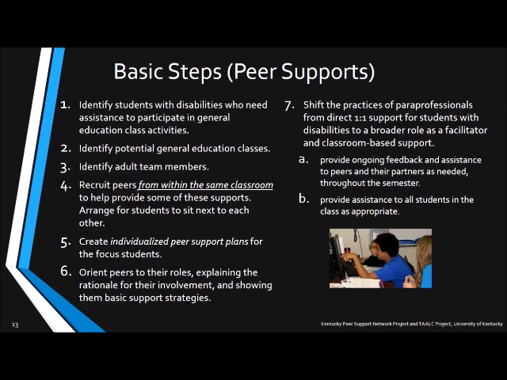So that's an important piece as well. And then finally, we look at shifting the practices of paraprofessionals. If paraprofessionals accompany students to their inclusive class, we want to start to shift their roles from being that direct one-on-one support, sitting right next to the student, and getting them to start stepping back and facilitating the students supporting each other and facilitating and encouraging the interactions. Any questions on peer support arrangements? The basic steps.